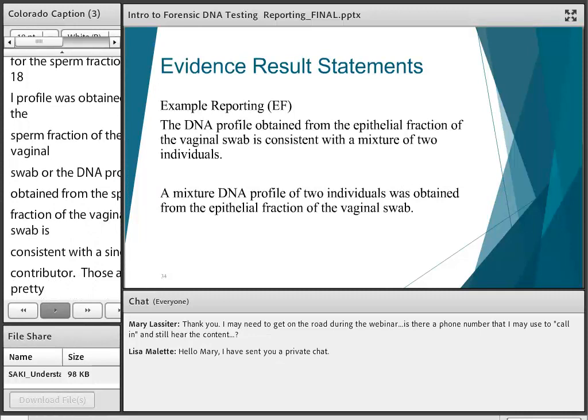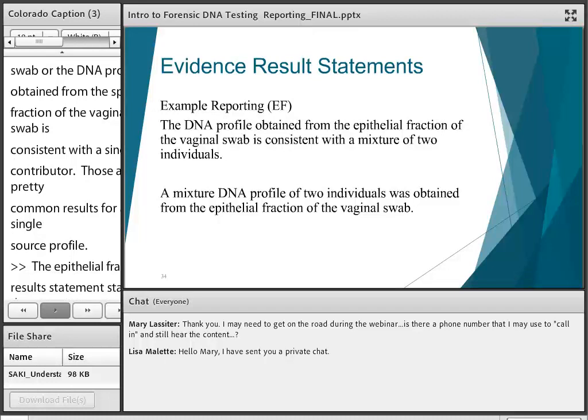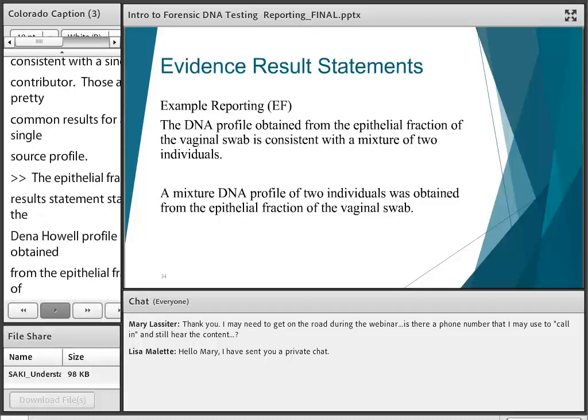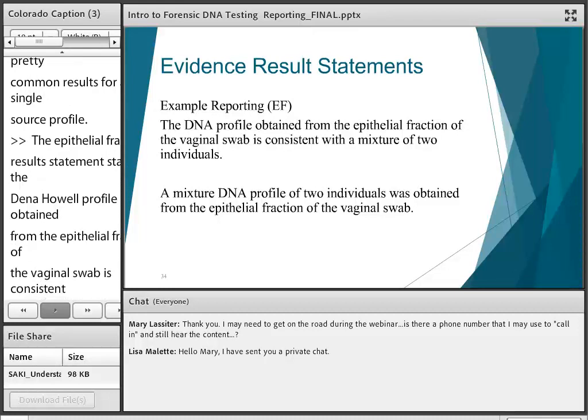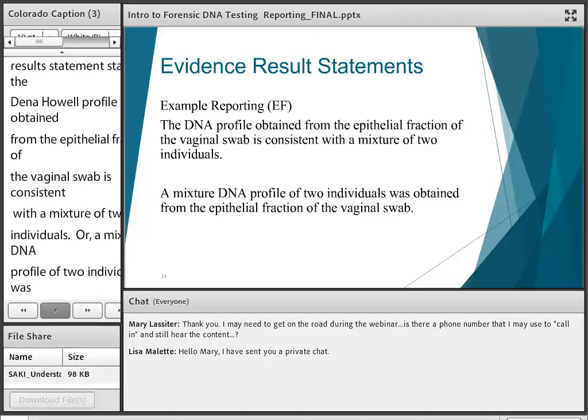The epithelial fraction result statement may start as the DNA profile obtained from the epithelial fraction of the vaginal swab is consistent with a mixture of 2 individuals, or a mixture DNA profile of 2 individuals was obtained from the epithelial fraction of the vaginal swab. So again, there are just different variations that basically mean the same thing.